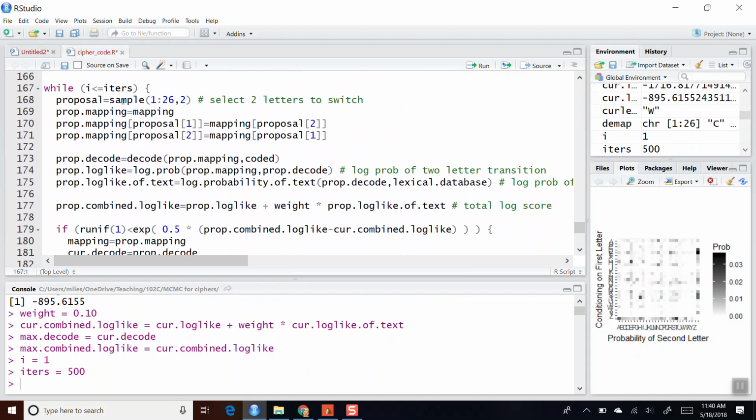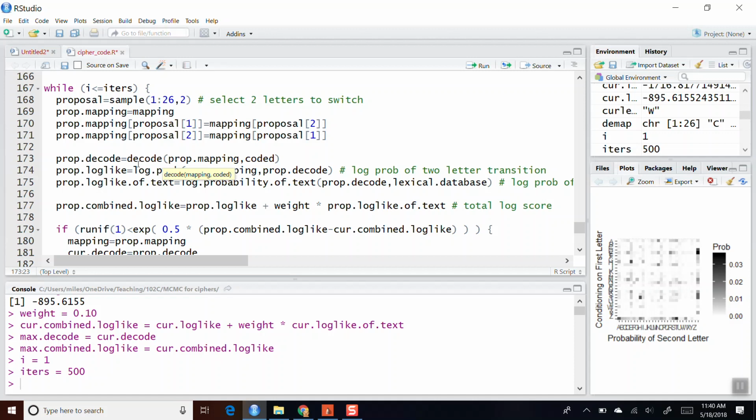Then in each iteration, we propose a new mapping by taking two letters and swapping them. Our proposal mapping will be our current mapping with the positions of two letters swapped. So we might say, let's propose switching E with the letter Q and see what happens.